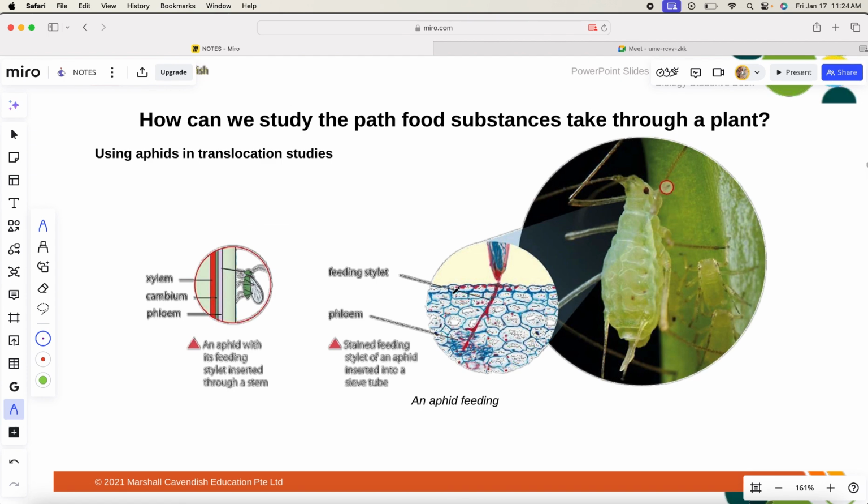Now let's take a look. How can we study the path food substances take through a plant? Food substances that are manufactured are called organic. The minerals that you obtain from the ground are inorganic. The manufactured food is called organic substance. A good example is sucrose and amino acid. I showed that earlier on. When it's manufactured, it goes through the phloem, not the xylem now, the phloem.